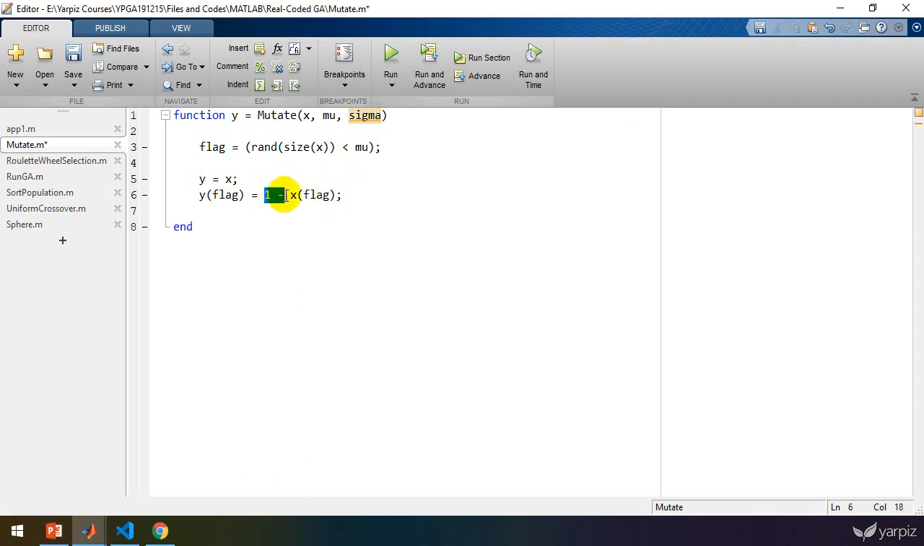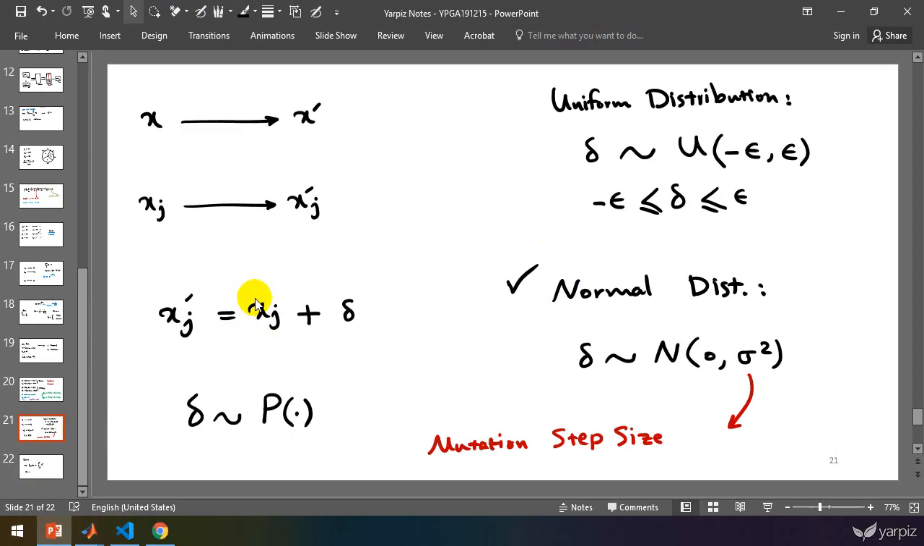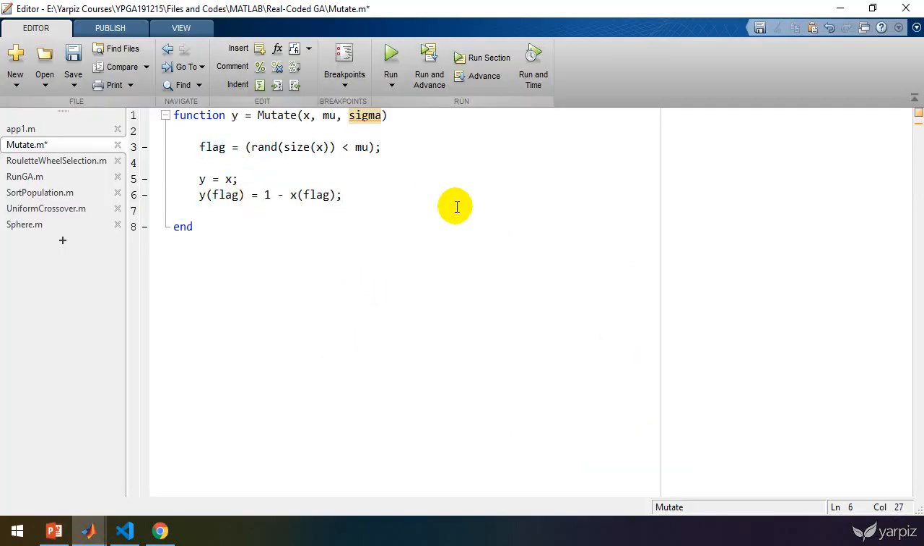We must change the value of x where the flag is true, and we must calculate the value of y where the flag is true, but according to these rules. And we must add some real random numbers with normal distribution, which has zero mean and sigma squared as its variance. So we're going to do this. And let's implement this part. Y flag will be equal to X flag, where the flag is true. The Y at those indices equals X at those indices, plus some random steps, okay? I'm going to add some random steps to this. But what's this step? It's a real random number with zero mean and variance equal to sigma squared.